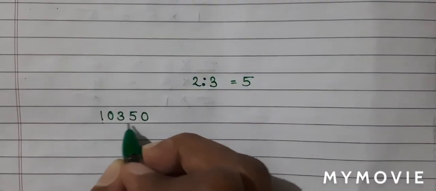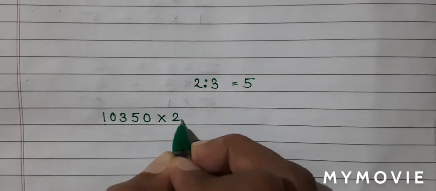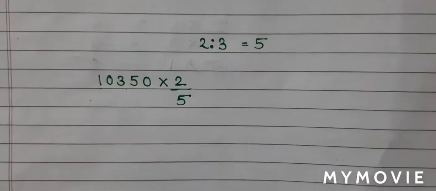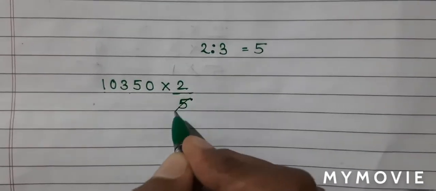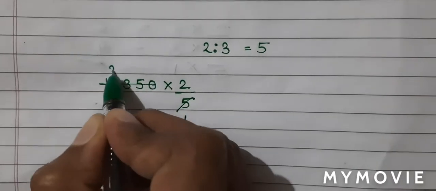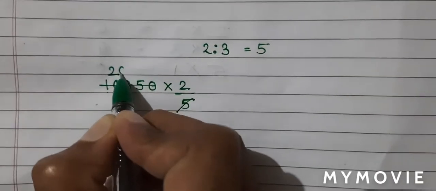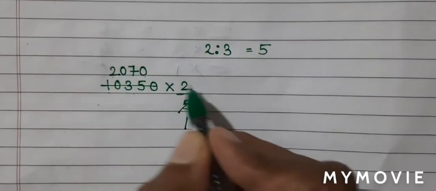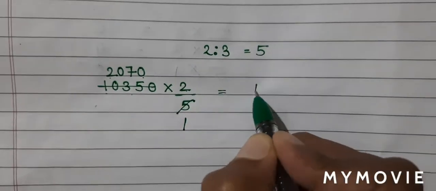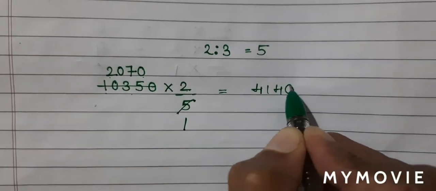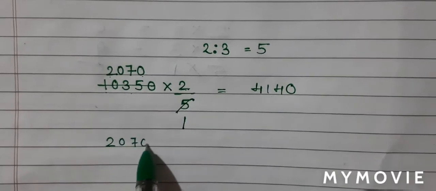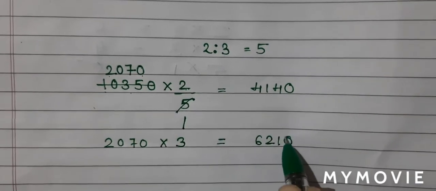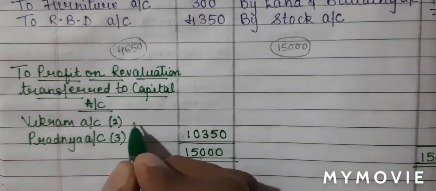So I'll do 10,350 multiply by 2 divide by 5. So when I do this calculation, so let's do the calculation. 5 ones are 5, 5 twos are 10. Now I'll take two numbers together, so I'll add a 0. 5 sevens are 35 and then 0. So 2070 multiply by 2, I get an answer of 4,140. And the same way I'll multiply 2070 multiply by 3. So I'll get an answer 6,210.